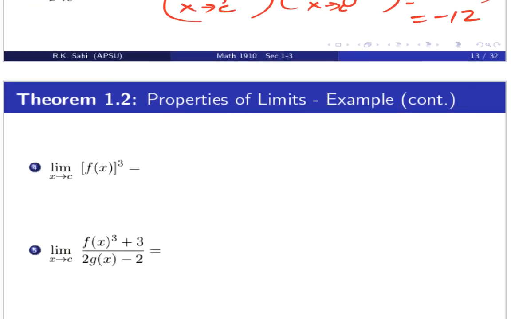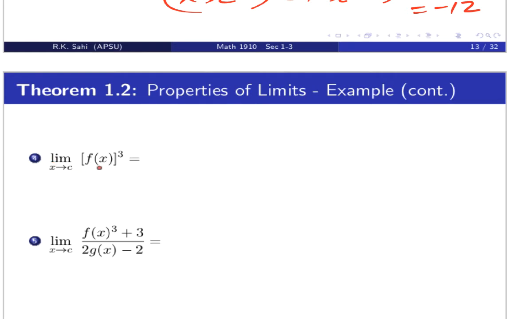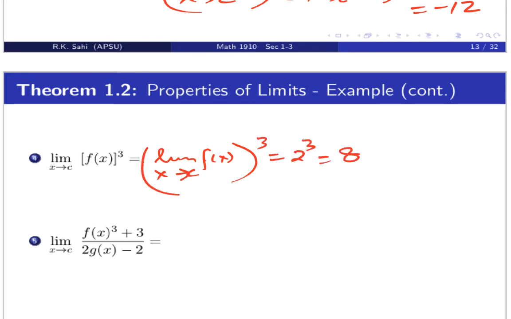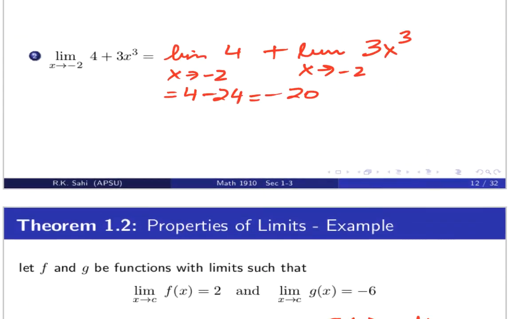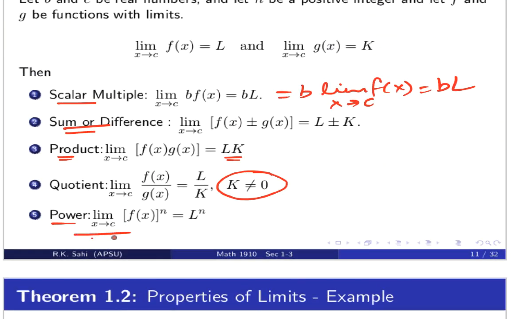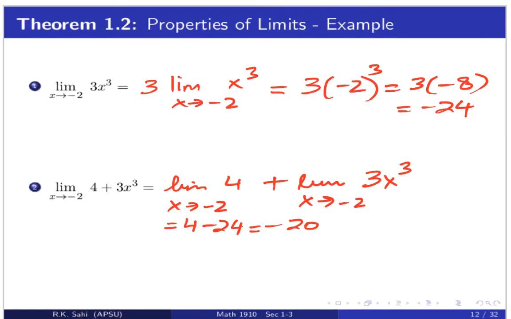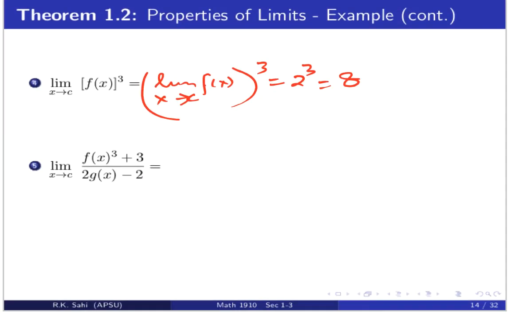Okay, now let's look at the power rule. The limit as x approaches c of f(x) to the whole cube. This is basically the limit of the function f(x) as x approaches c, the whole cube, which is basically 2 cubed, which is 8. Remember, we are applying the power rule here. And we can also think of this problem as, this is like f(x) cubed, notice what? It is f(x) multiplied 3 times.